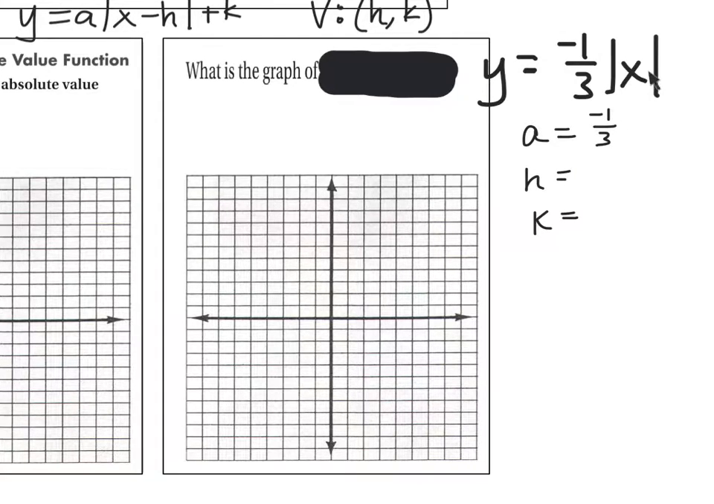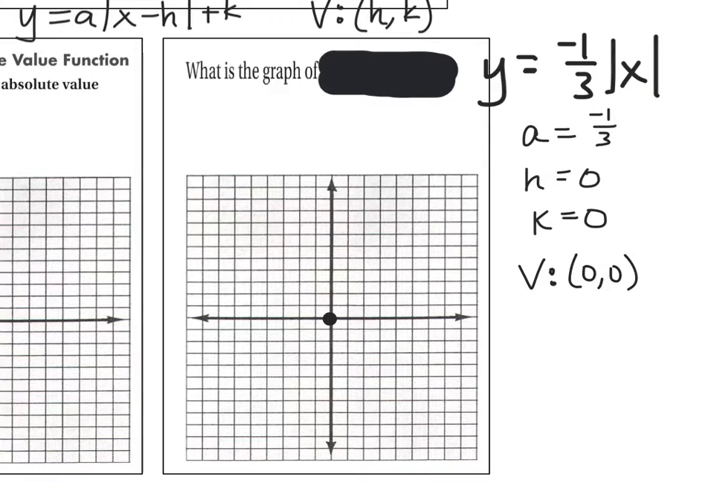And you'll notice I don't have a number with the x inside the absolute value, so there is no h. If there is no h, my h value is 0. And you'll also notice that there's nothing behind the absolute value, which means my k value is 0. So my vertex is the ordered pair 0, 0, and I'm going to put a dot at 0, 0, just like so.